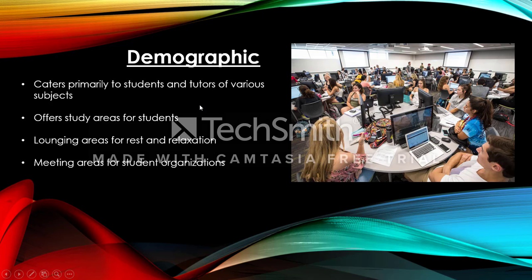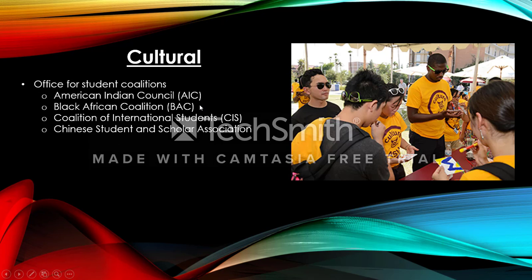So the next dimension we've got is the cultural dimension. The cultural dimension of the student pavilion features the offices of many student coalitions, such as the American Indian Council, which facilitates and supports all American Indian organizations on campus, and events that advocate cultural diversity on campus and off campus with the Native American community in the Phoenix metropolitan area, or also the Black African Coalition, which is dedicated to uniting African Americans and African students at Arizona State University.